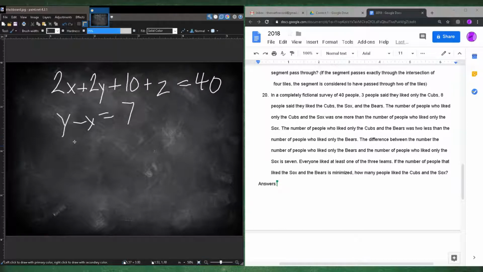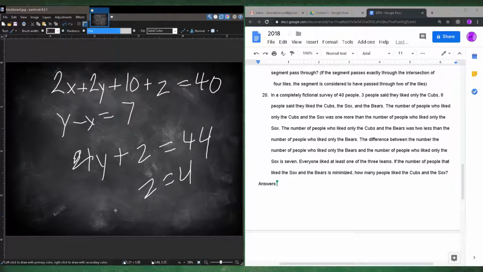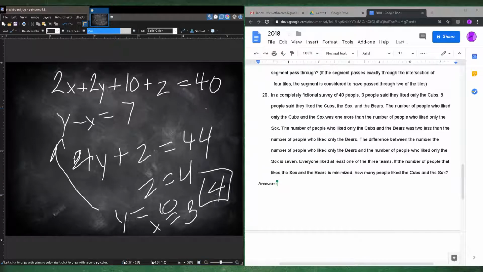Add that to that, so you have 4y plus z is equal to, that's 30, so that's 44. Okay, so z is going to be 4, same concept, so y is going to be 10 this time. So technically, since y is 10, you can substitute it back in here. So x has to be equal to 3. So the number of people is just one more than that, so that is 4.